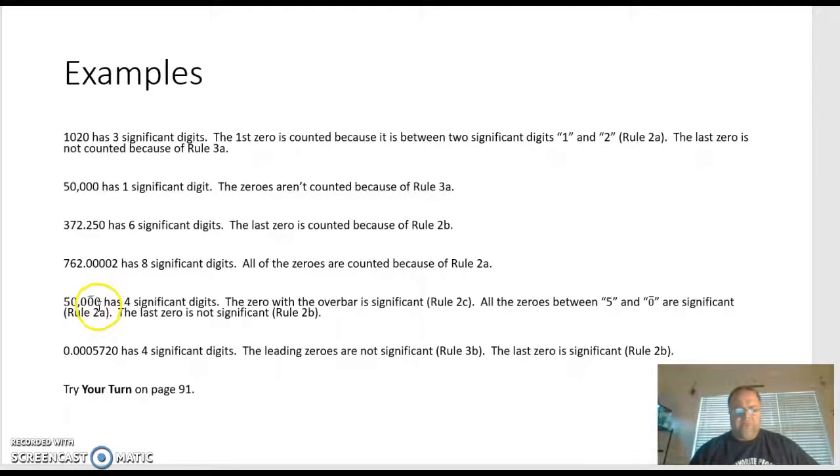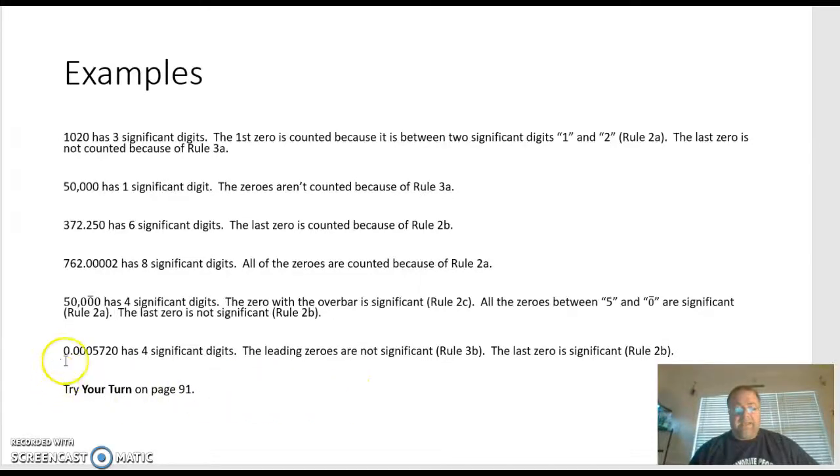But the zeros to the right of the rightmost significant digit are not significant. And this is a whole number. That's why. So 1, 2, 3, and 4. So 4 significant digits. A little bit tricky, but that's how it is.